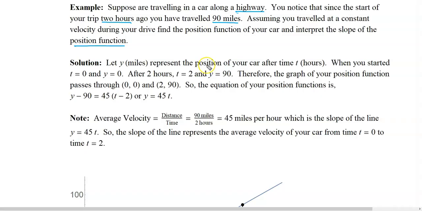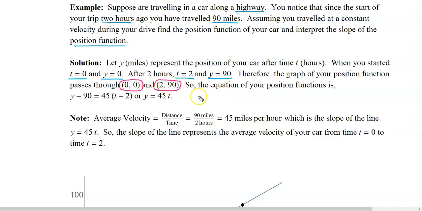All right, so we want to find a graph of our position function. Well, let's notice that when you started your trip, let's say that was at time 0, your position was 0. You were 0 miles from your starting point. Say you started at home. So you were 0 miles from home. Then after 2 hours, when t equals 2, you are now 90 miles from your starting point. So therefore the graph of your position function will pass through these 2 points. So here are the 2 points on the graph of your position function, (0, 0) and (2, 90).